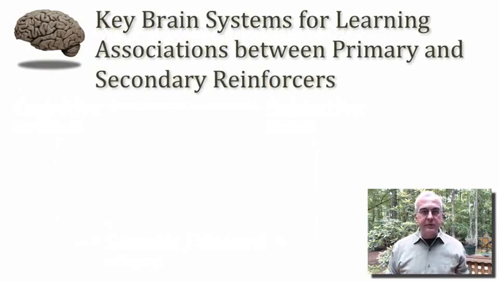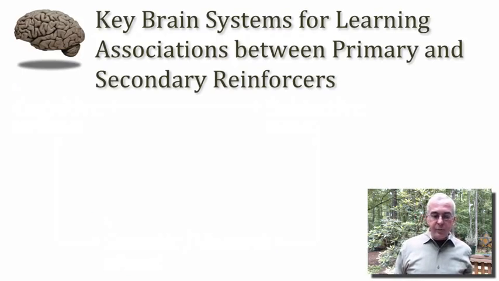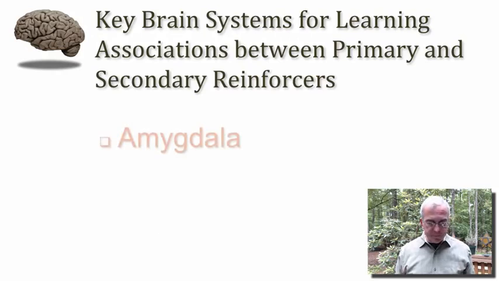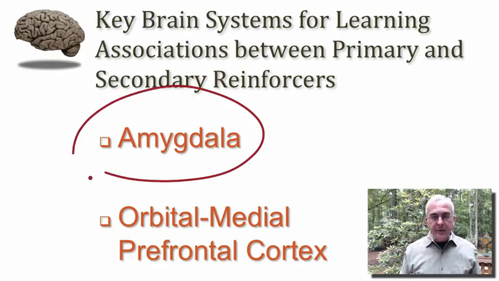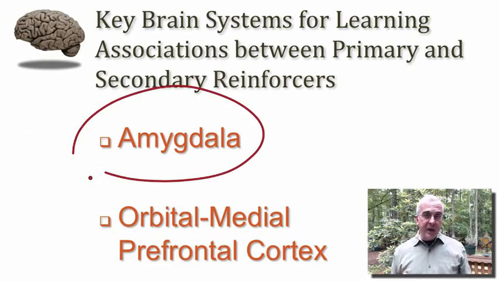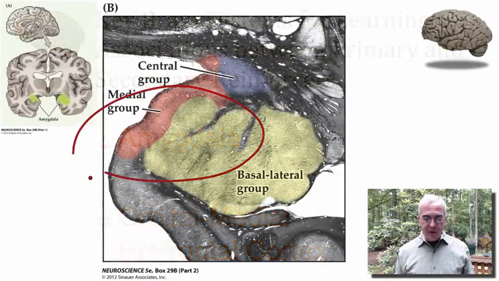So this really brings us to our two key brain systems for learning these associations that I've been describing between primary and secondary reinforcers. These two brain systems would be the amygdala and the orbital medial division of the prefrontal cortex. So let's take a closer look at the amygdala, consider its structure, and then some of its functional properties that pertain to emotional experience and expression.